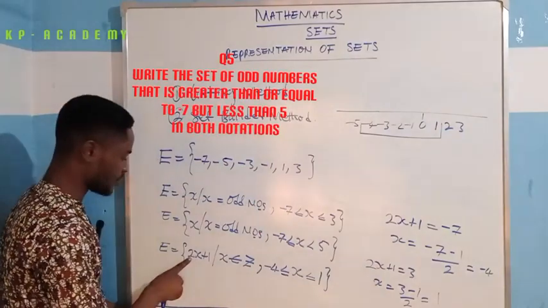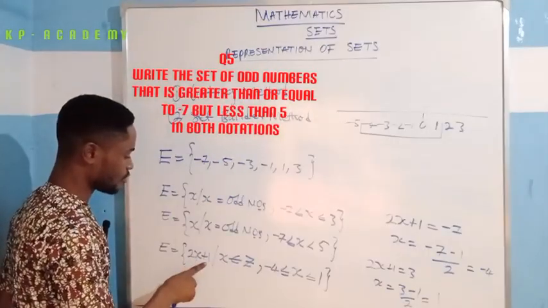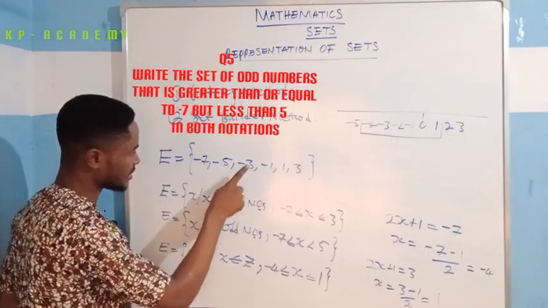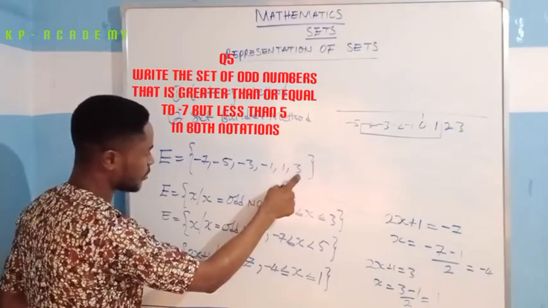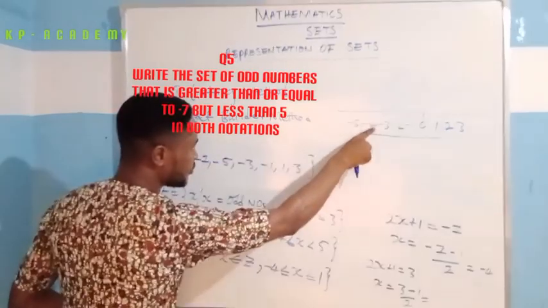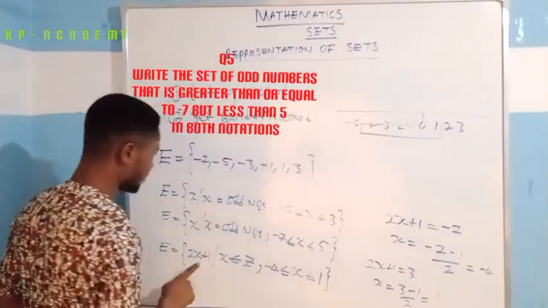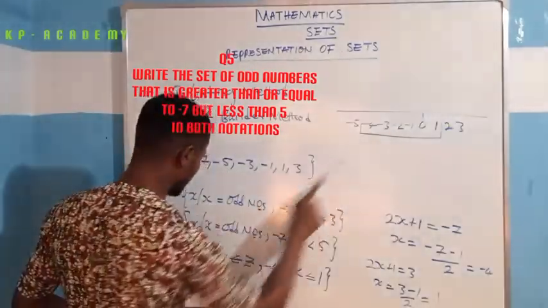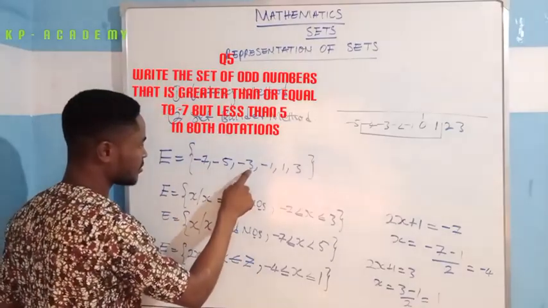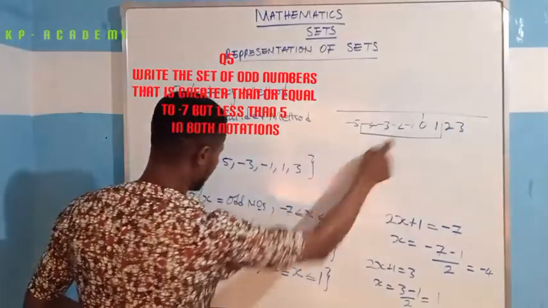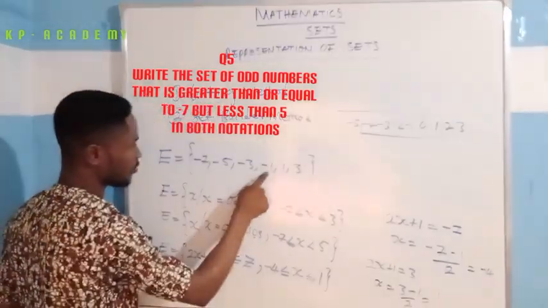If I put it in here, it is 2 times 1, which is nothing but 2, plus 1 gives me 3. And 3 is actually this one here. Alright? So, put minus 4 in here, you have minus 7. Put minus 3 in here, you have minus 5. Put minus 2 in here, you have minus 3. And put minus 1 in here, you have 1 again.